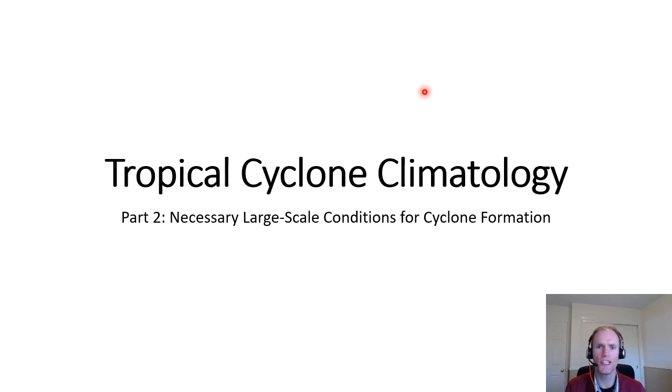All right, so in this second video in our tropical cyclone climatology series, we're going to take a look at the necessary large-scale environment conditions for cyclone formation, or what we'll call tropical cyclogenesis here. Keep in mind that these are necessary, that we need them to be there, but just because we have them there doesn't mean that we're going to get a tropical cyclone to form. So in this sense, we call them necessary but not sufficient conditions for tropical cyclone formation.